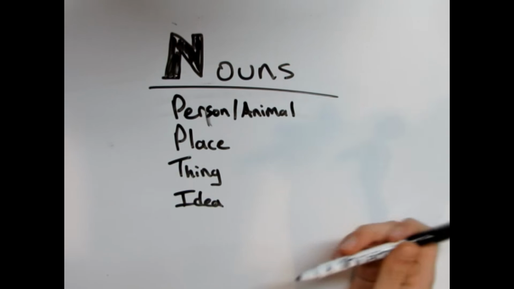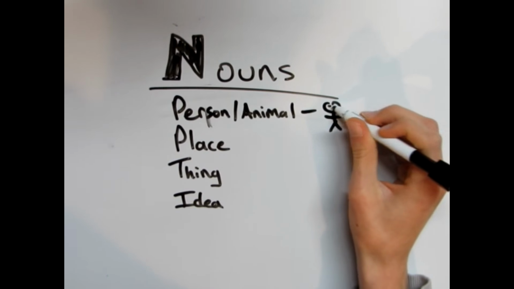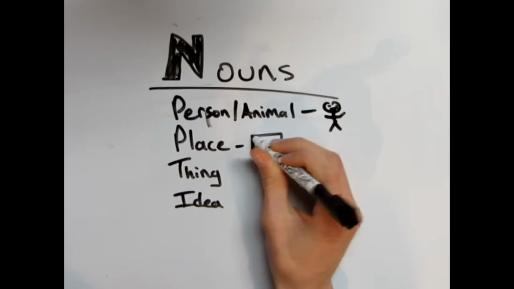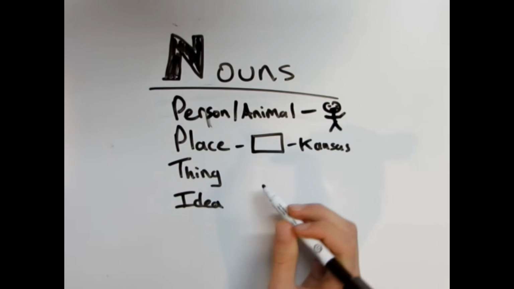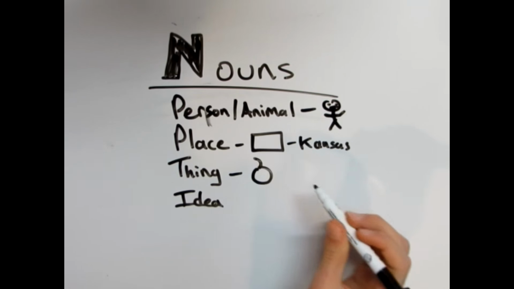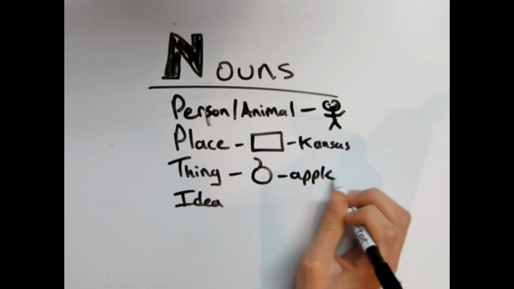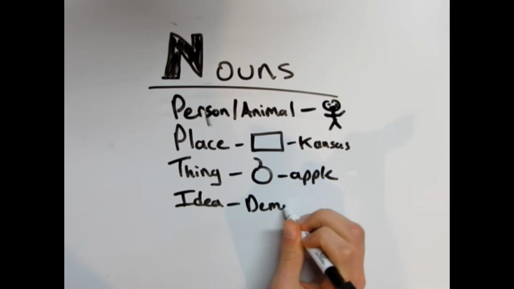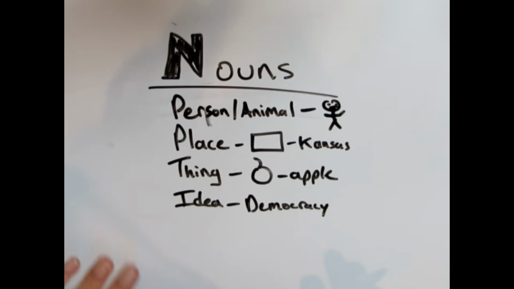So when I say like a person or animal, let's draw this little stick figure here. So this is Bob. Bob is a noun. He's a person. So a place, that's Kansas. Kansas is also a noun because it's a place. Now you have a thing. Let's draw that apple. Now that's also a noun because it's a thing. An idea. The thing about an idea is you can't always draw it, so let's just put democracy. Democracy is an idea. Honesty or success. So these are all nouns.